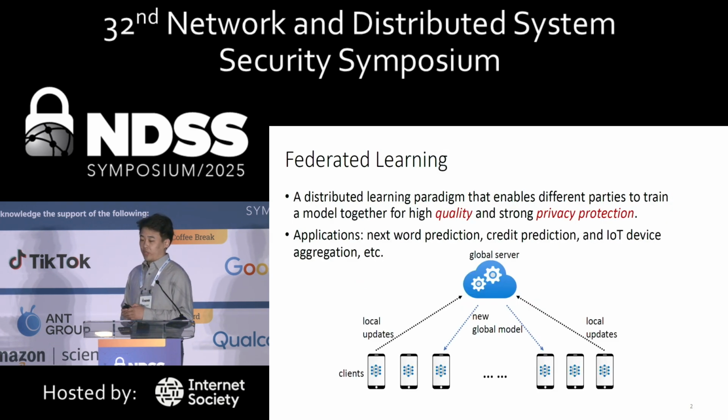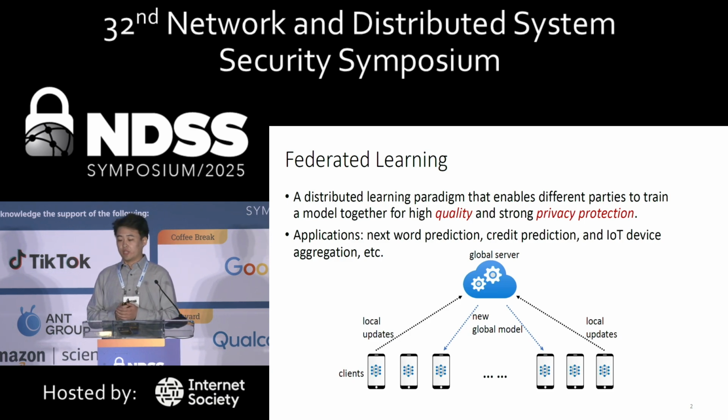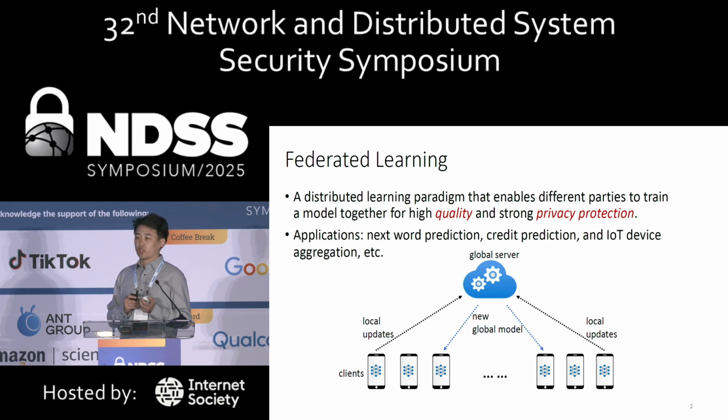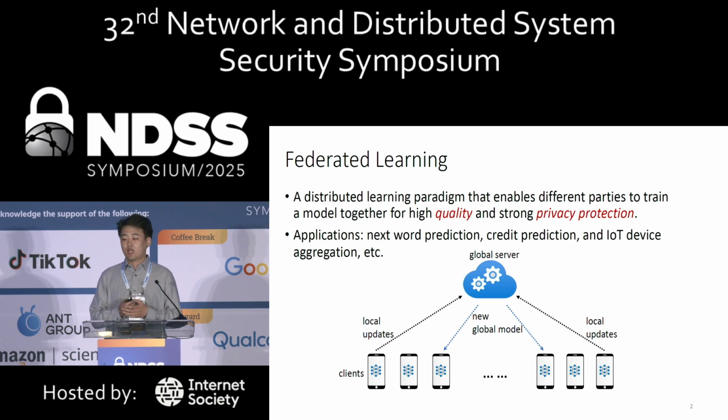First, I want to give you a quick recap of federated learning. FL is a distributed learning paradigm that enables different parties to train a model together, with high quality and strong privacy protection. It has many different applications, like network prediction, credit prediction, and IoT device aggregation, etc.